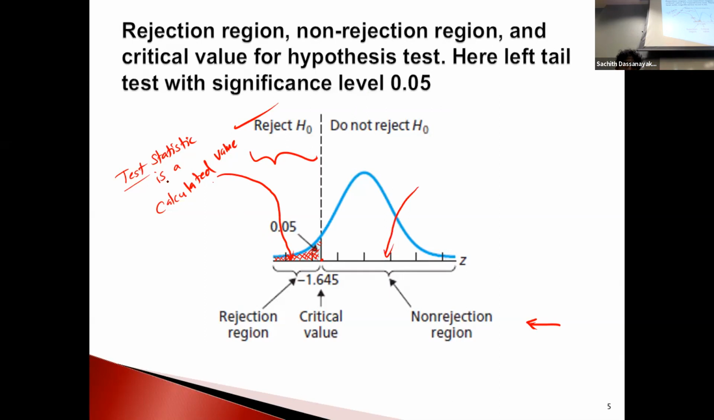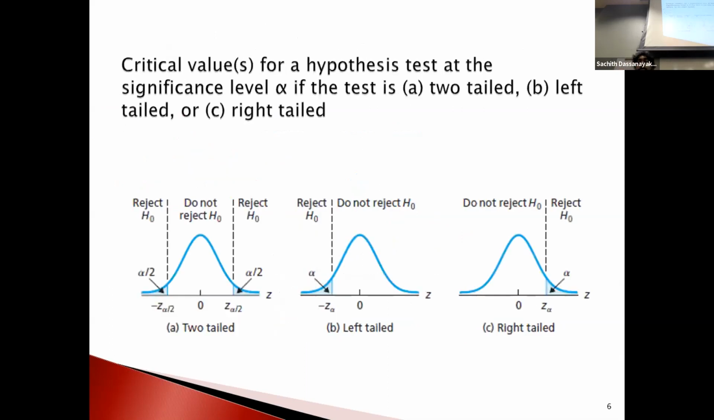Based on your test statistic value, which is also a value like 1.5 or 1.35, whatever you can find on this z-axis. Clear? This is how we take the decision. We will go through this step by step.